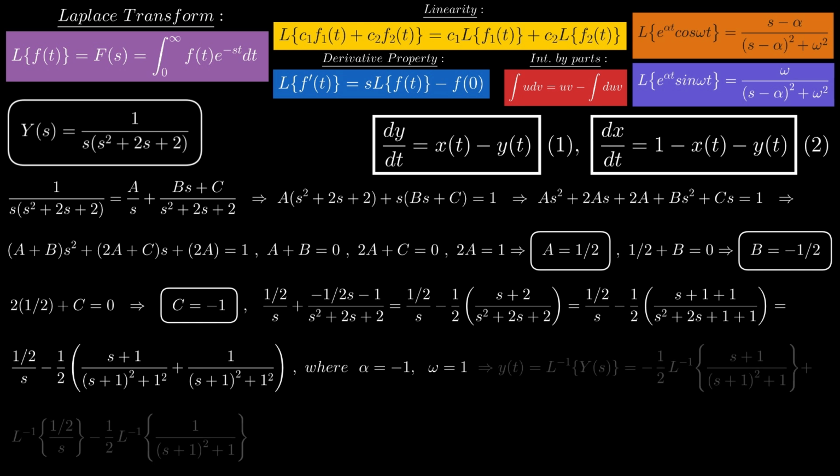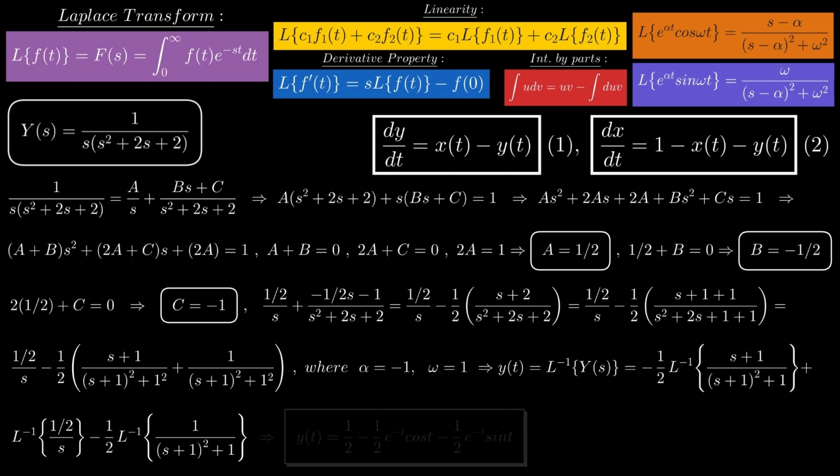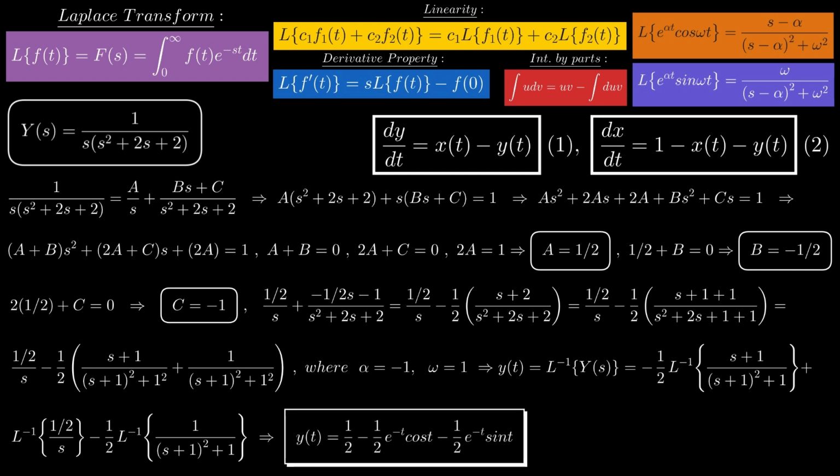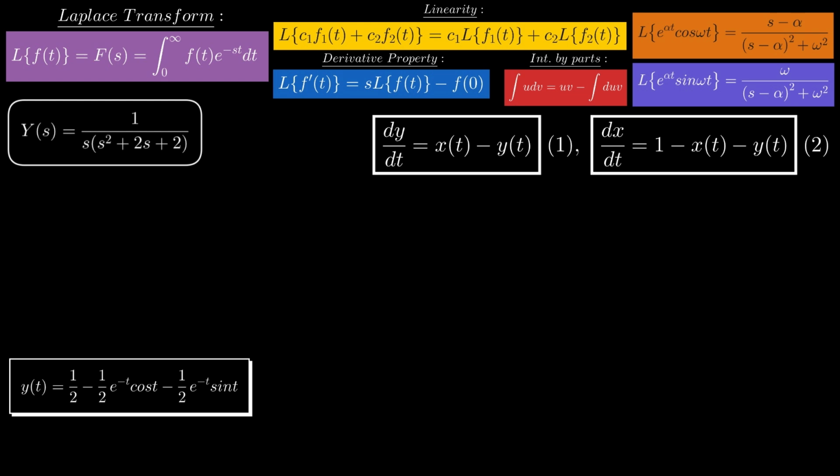So we inverse Laplace transform the entirety of big Y of s, and we get y of t equals 1/2 minus 1/2 times e to the negative t cosine of t minus 1/2 times e to the negative t sine of t. So that's y of t. We found y of t, my friends. One down, one to go.